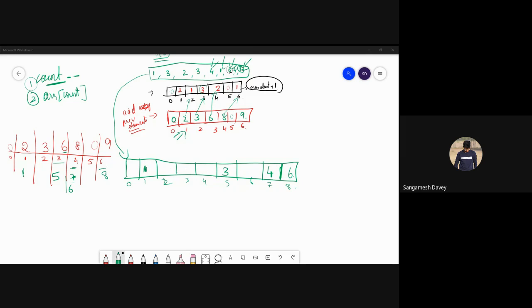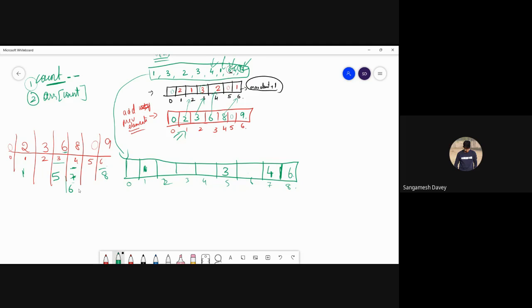Again count minus minus. Cool? Shankar, did you understand? Yeah, understand. So now place it in the 6th position. Okay, after this we have 3. Where do I place 3? At the 4th position. Very good. Place 3 in the 4th position.